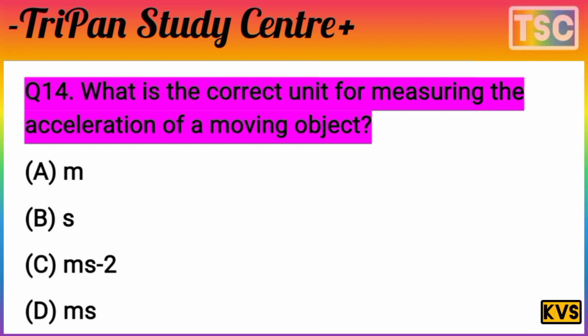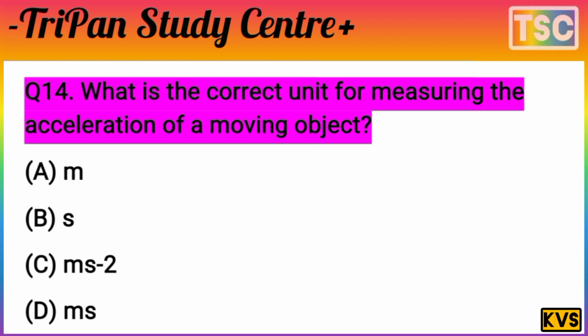second or the meter per second square. There are two types of measuring here, a meter per second or the meter per second square. It means the answer here is option C.